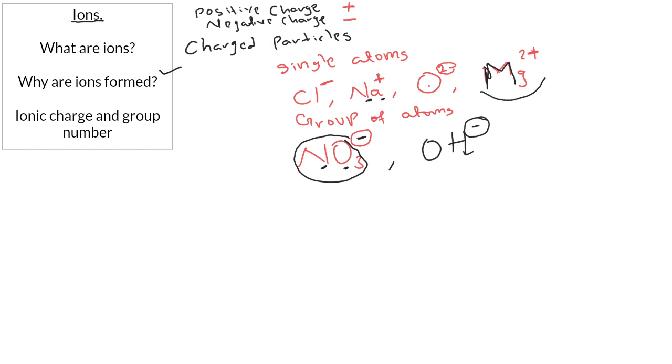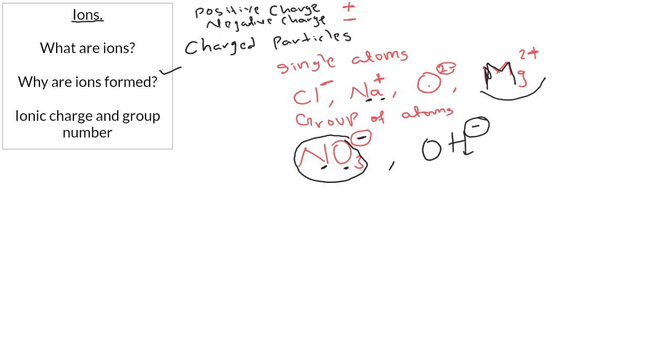Now, don't forget what we have learned so far. We have learned that ions are charged particles, and we have identified the different charges, which can be positive or negative. And we have also said that ions can be for single atoms or for groups of atoms. That helps us to give some definition to what ions are.